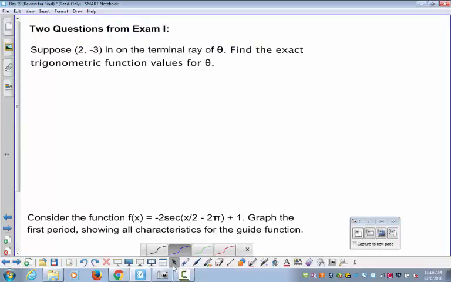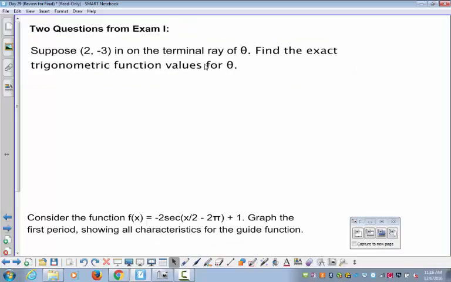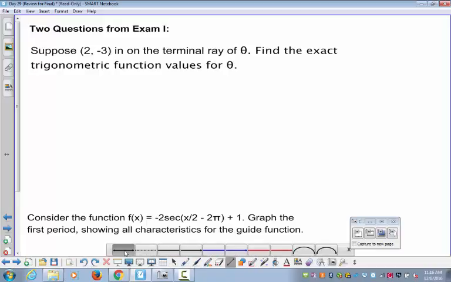Let's go through some questions that were either directly, or at least with slightly different numbers, an exam 1 type of question. Super common trig question: finding the trigonometric function values given a terminal point, or a point on the terminal ray. A really fundamental question.